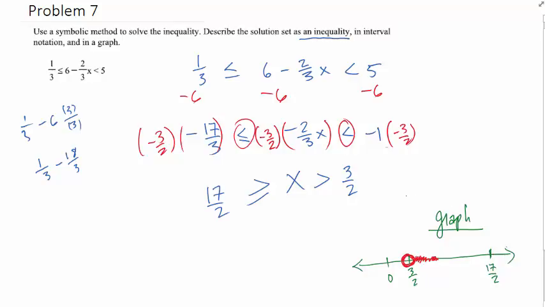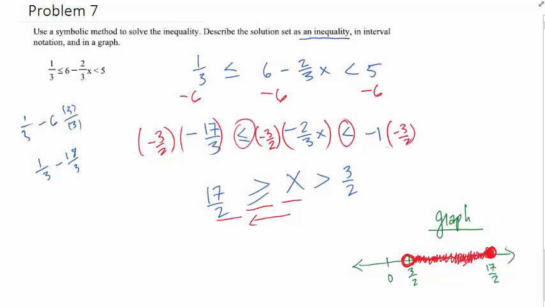But now let me take a look at 17/2. This is saying x is less than or equal to 17/2. You kind of got to read it backwards. x is less than or equal to 17/2. So 17/2 over here, less than or equal to, so we need to shade this in, and the less than sign goes this way. And so this is going to end up being an intersection between those two. And so it would be shaded this way.